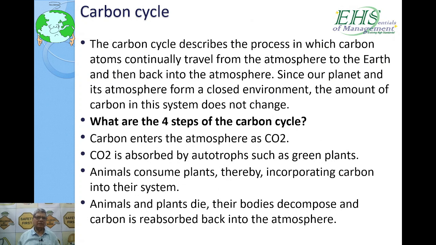Now, what is the carbon cycle? The carbon cycle describes the process in which carbon atoms continually travel from the atmosphere to the earth and then back into the atmosphere. Since our planet and its atmosphere form a closed environment, the amount of carbon in this system does not change. The sum total of carbon remains the same.